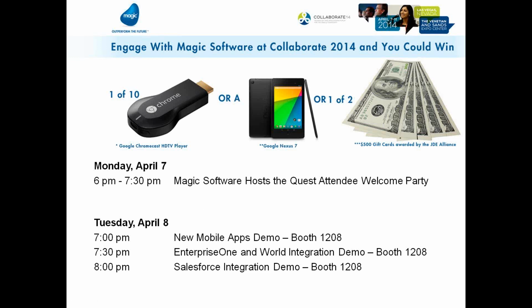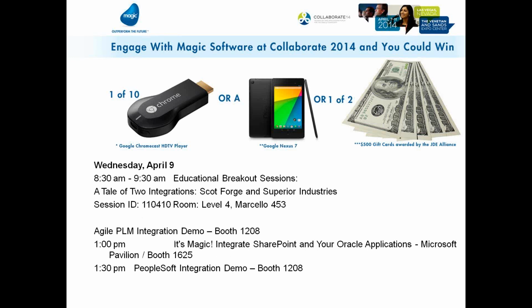Tuesday evening, after the keynotes, we have 3 demos scheduled in the booth. We'll be giving away the Chrome HD TVs at each of these 3 scheduled demos. A demo on building new mobile apps that integrate with JD Edwards, an Enterprise One and World integration demo at 7:30, and then at 8, a Salesforce integration demo, which would be an opportunity for you to interact directly with Ryan Beck, who's on today's broadcast, and will also be at Collaborate, showing the kinds of things that we'll be seeing in today's session.